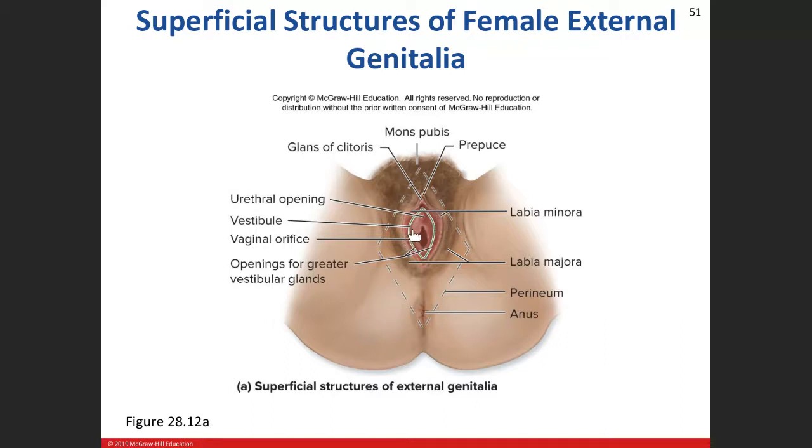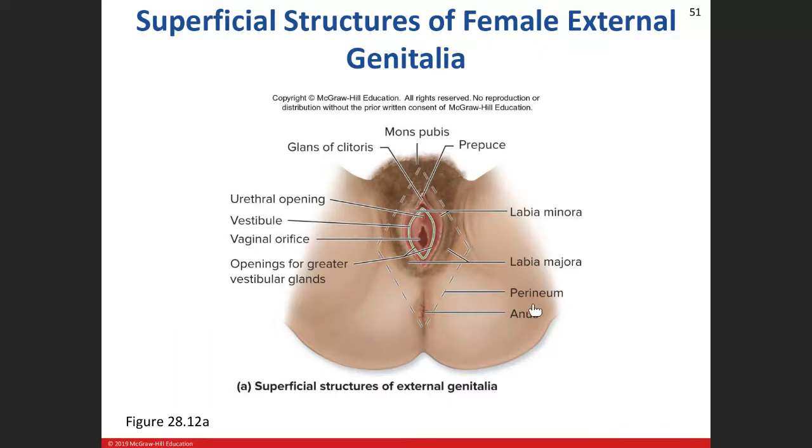And in between the two labia minora, we have this space here, that's the vestibule. Then you'll see the urethra opening more anterior, or in this picture, more superior. And just below that is the vaginal orifice. And what we're seeing here, this little rhomboid, there's a name for that.